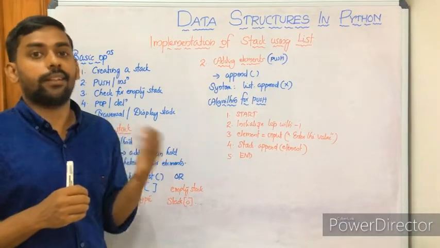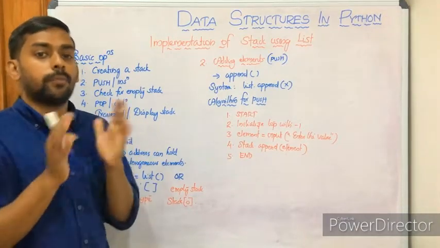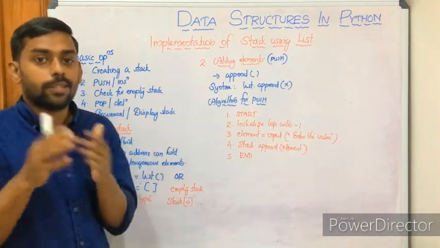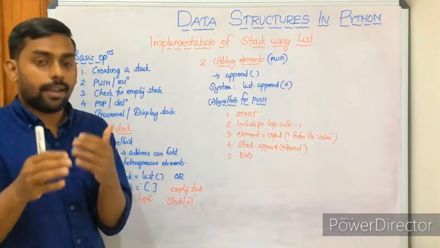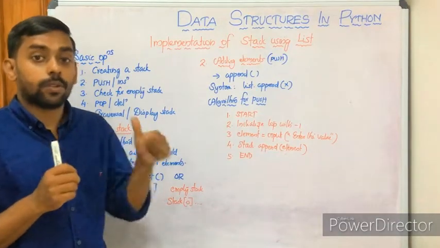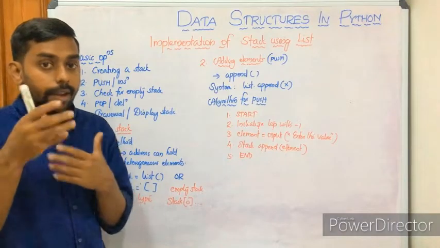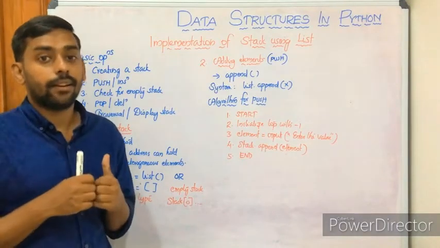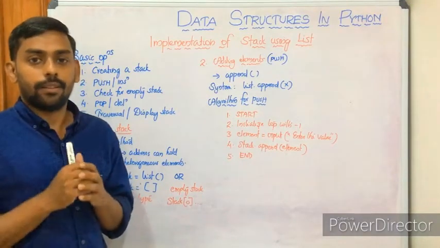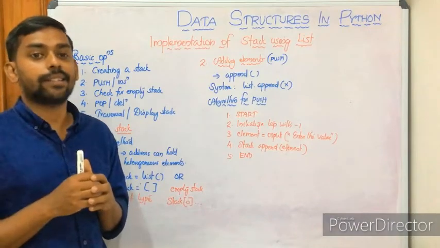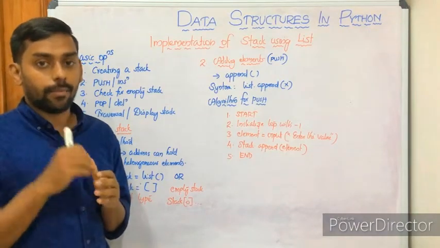A stack is a linear data structure, and we implemented the concept through a list. We know a list is also a sequential data structure, and a stack is also a dynamic data structure as well as a linear data structure. What do you mean by dynamic? The size can be increased or decreased at any time, right? That is what dynamic is.